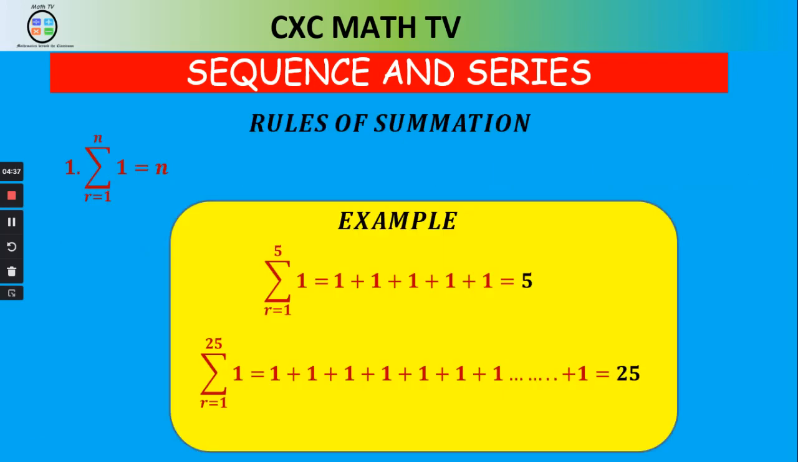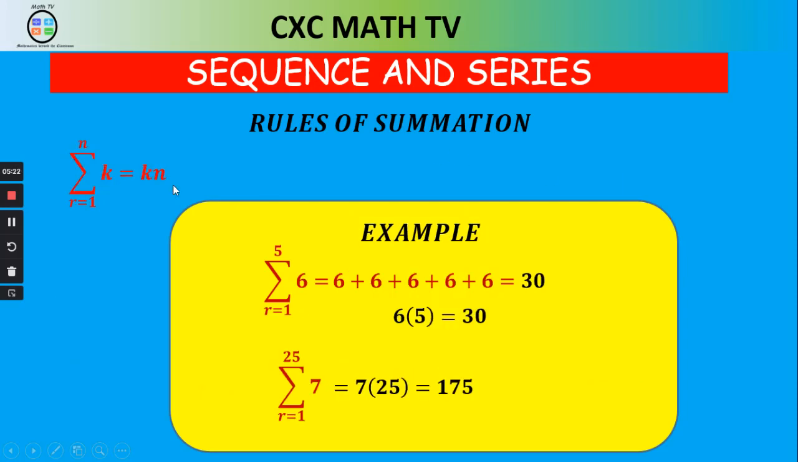Now there are some rules of summation you must know. The sum from 1 to n of 1 is n. If you're adding 1, this is basically saying you're adding 1 n times, which must give you n. Example, the sum from 1 to 5 of 1. The rule is just 1, so you add 1 five times. That must give you 5. If you're adding 1 twenty-five times, that must give you 25. In other words, if I gave you the sum from, let's say, 1 to 15 of 1, that would just be 15. That's all we're saying.